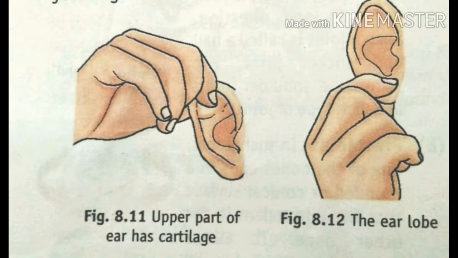They are made up of another tissue called cartilage. Cartilage is a flexible tissue that is present in the external ear, nose, voice box and at the end of the bones in our body.